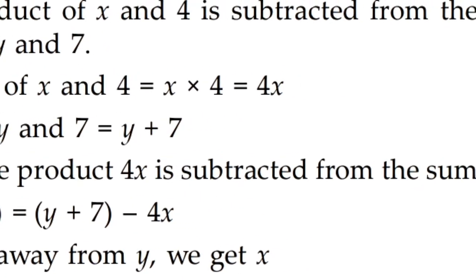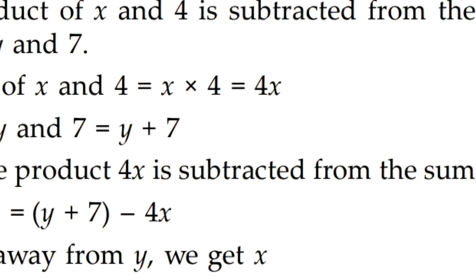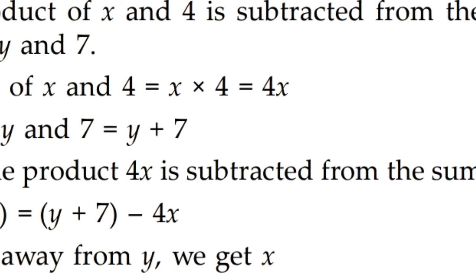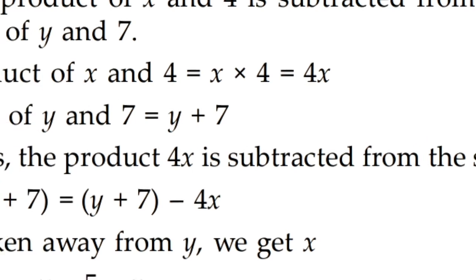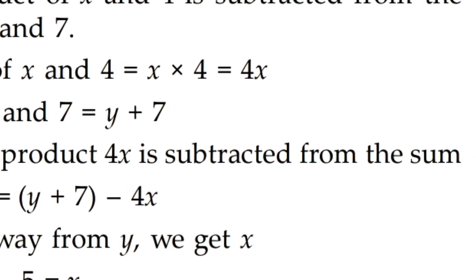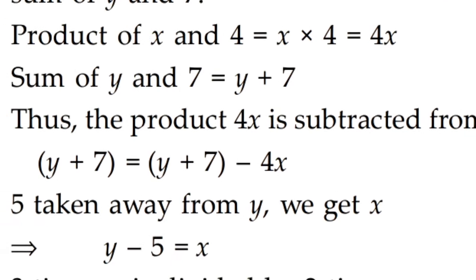That is y plus 7. From means I'll write y plus 7 first. And plus 4x, 7 is subtracted. That is minus 4x. So my expression will become y plus 7 minus 4x.